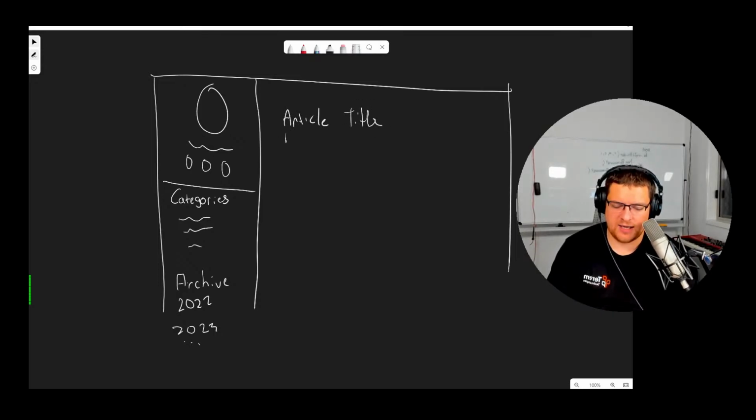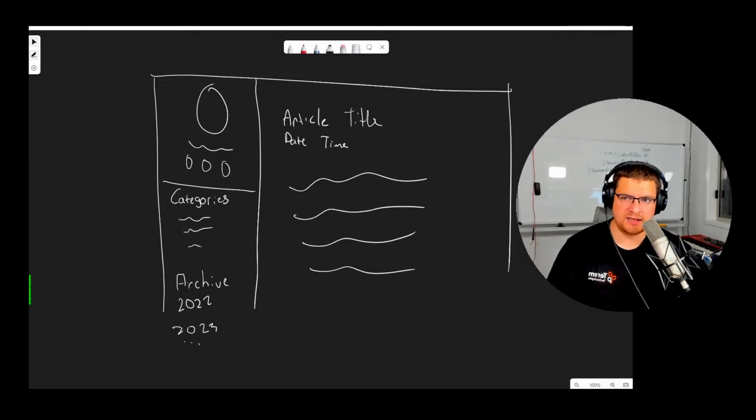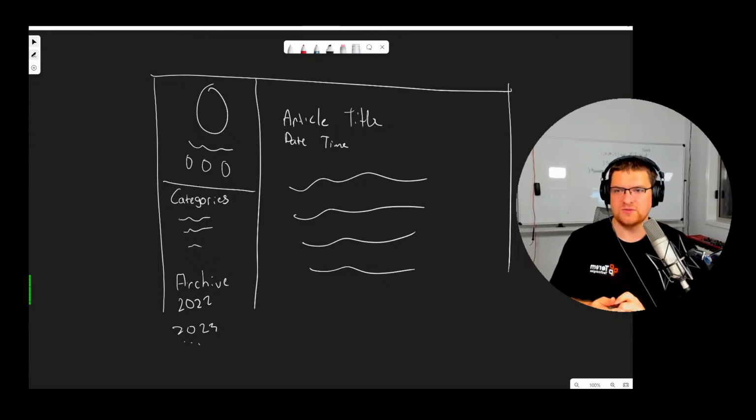Okay, so we're going to go article, title. I'm going to have a date, time, thing, and then the contents. I think that's all we need to build this website. So now that's what we're going for.